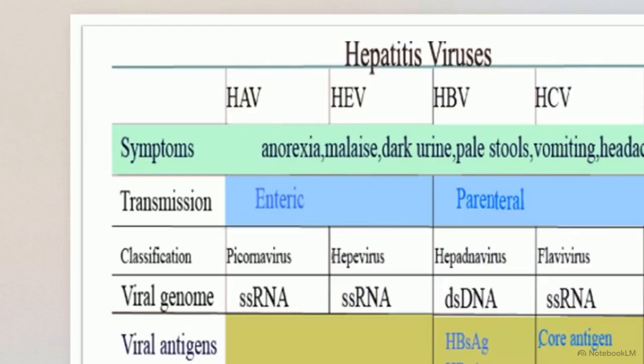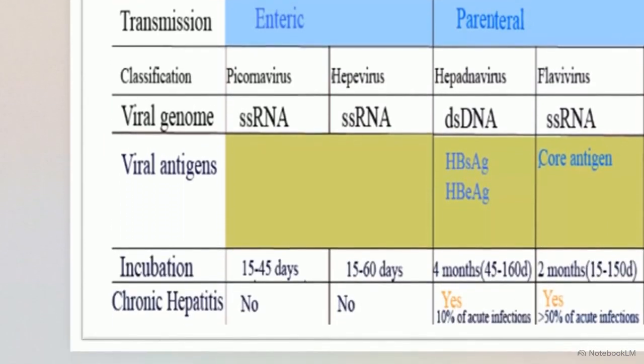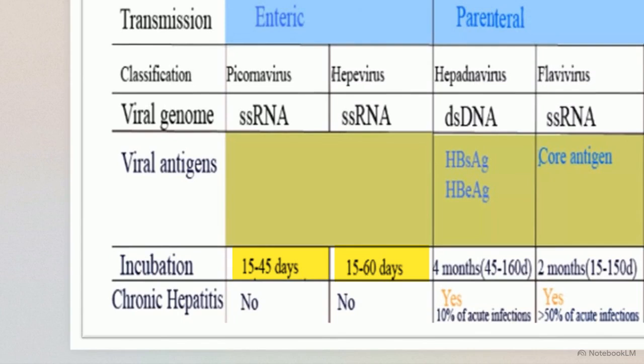This chart categorizes the hepatitis viruses, starting on the left with the enteric tract, hepatitis A and hepatitis E. Both of these viruses rely on the fecal-oral route, typically entering the body through the ingestion of contaminated food or water. Because of this direct enteric entry, disease onset is rapid, with an incubation period of 15 to 60 days.